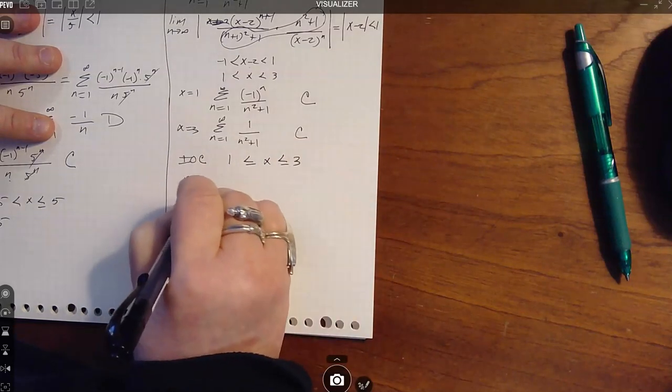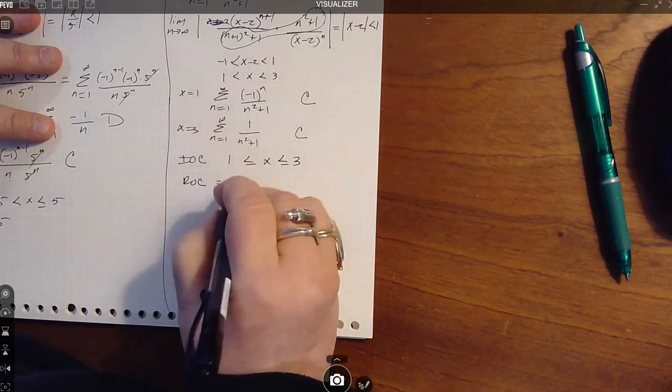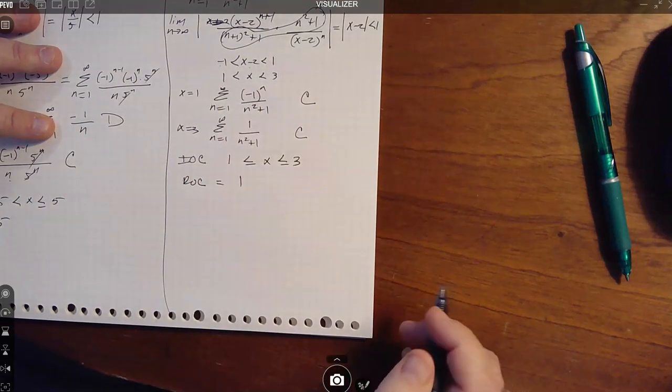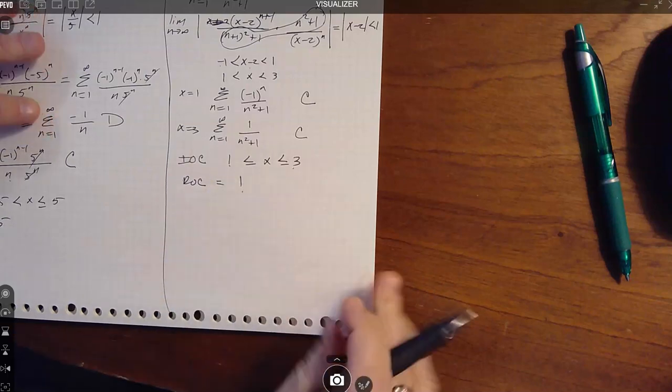My radius of convergence is, let's see, I go from 1 to 3, so the distance is 2. Half of that is 1. It's just like with a circle, you take half of it.